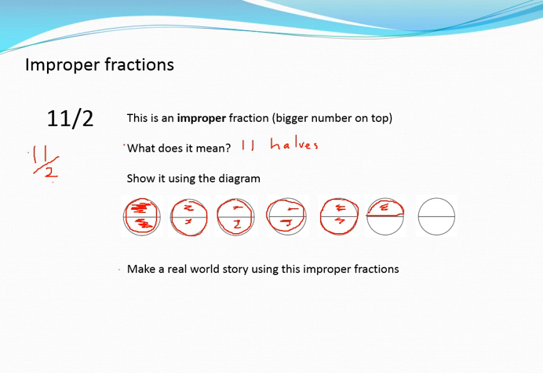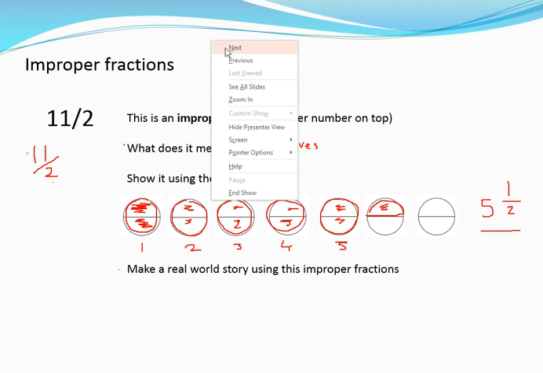So this 11 over 2, or 11 halves, really means 1 whole, 2 wholes, 3 wholes, 4 wholes, 5 wholes, and 1 half. So that's 5 and 1 half. And this, of course, is our mixed numeral. So let's have a look more at the mixed numeral now.